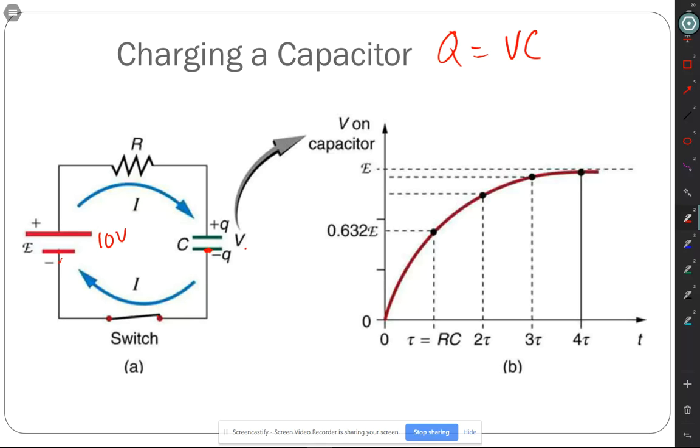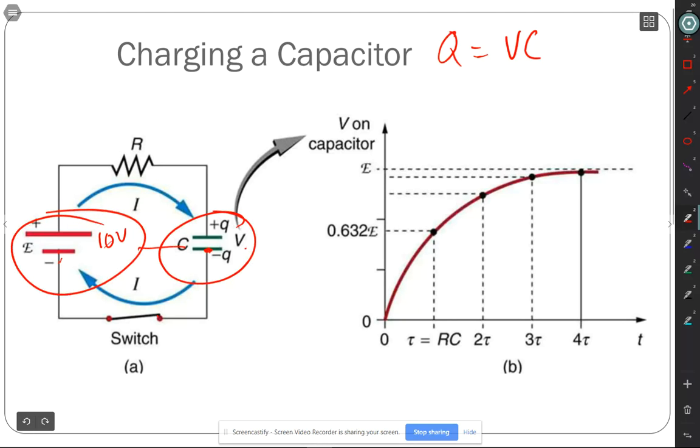So you're going to start out with a maximum current, and then it's going to drop off with time as the voltage on the capacitor rises with time. Until after a very long amount of time, all of the voltage is on the capacitor, and then the voltage across the resistor is 0, which means no current flows. So we call this charging the capacitor.